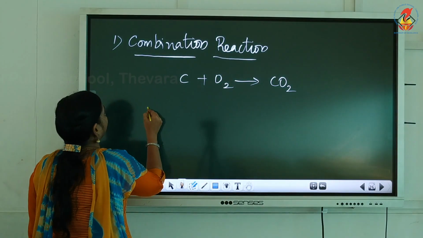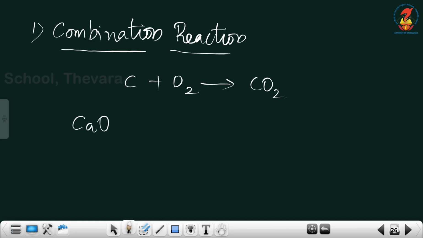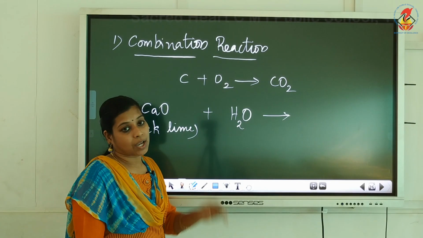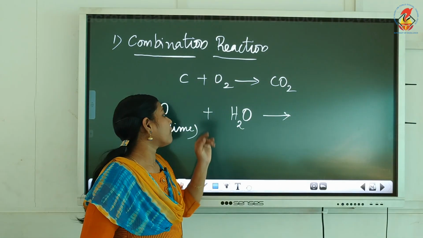In that case, we can take calcium oxide. Calcium oxide is commonly known as quicklime, and chemically it is known as calcium oxide. And we can add water to this quicklime. Adding water to quicklime is also known as slaking of lime. We are calling it the slaking of lime.